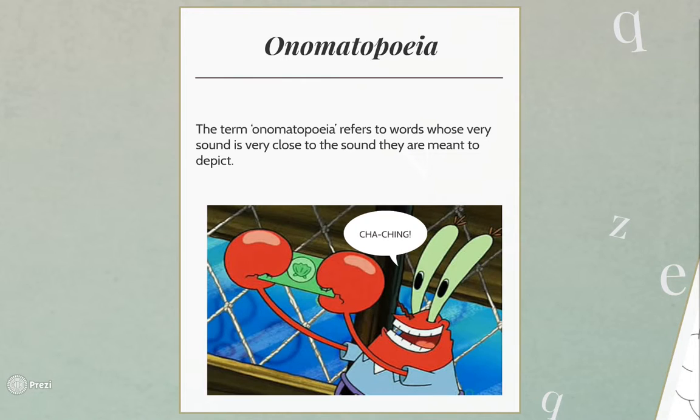The next one is onomatopoeia. Although this word seems long and confusing, it's really something that happens quite often. The term onomatopoeia refers to words whose very sound is very close to the sound they are meant to depict. And here's a picture of Mr. Krabs saying cha-ching to the money, because the actual word cha-ching is the onomatopoeia for the sound of a cash drawer opening.